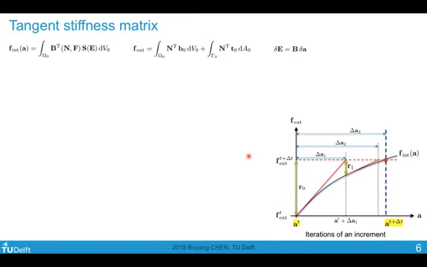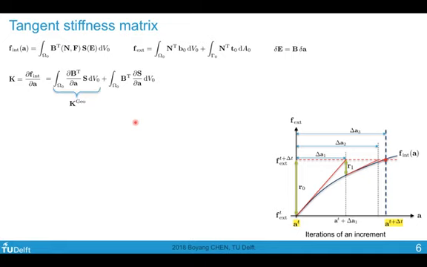For this lecture, we assume that the external force is independent of our degree of freedom A. So there is no follower load considered, for simplicity. Then our tangent stiffness matrix is directly the partial of F internal with respect to A. Because now, as I mentioned earlier, both B and S are functions of A, so we need to apply the partial derivative to both terms while keeping the other constant. So we have the first term, which means that we keep the S fixed and then take the partial derivative of B transpose with respect to A. The second one is we keep the B fixed and take the partial derivative of S with respect to A.